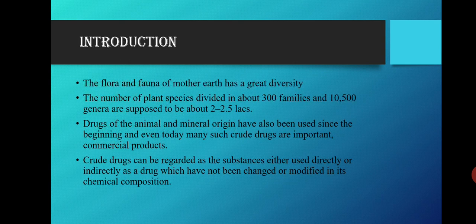Flora and fauna: the plants, the animals, the atmosphere, the air that we breathe in, altogether the environment, the surrounding presence of us, is the flora and fauna of Mother Earth. The number of plant species, divided in about 300 families and 10,500 genera, is supposed to be about 2 to 2.5 lakhs. That means total herbal drugs that are important for us are about 2 to 2.5 lakhs.